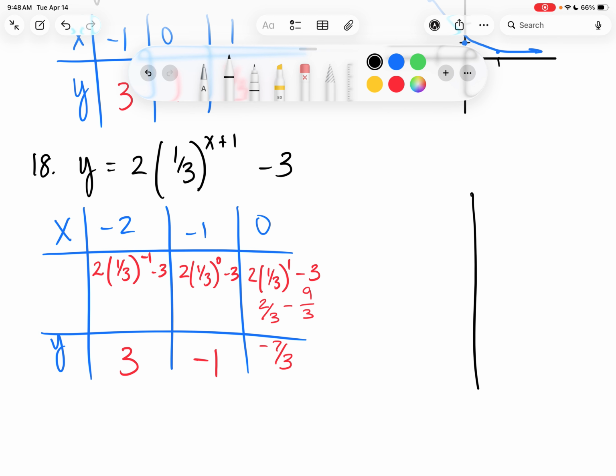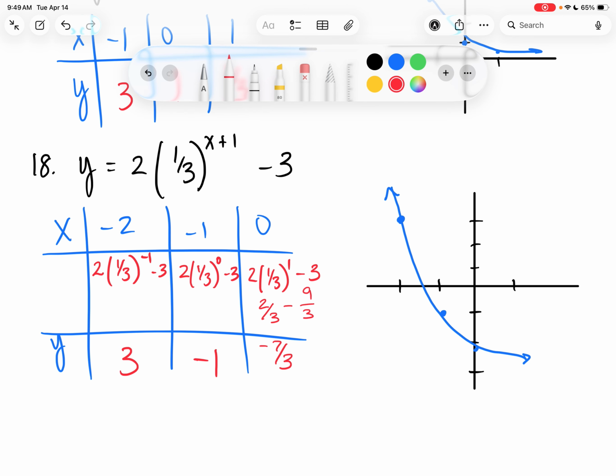All right, so then graphing. So at -2, I have a point at 3. At -1, I'm at -1. And then at 0, I am at -2 1/3. So this one is coming down like this. And again, this went down 3, so that would mean that my asymptote would be down here at -3. So if I kept picking values, I'm going to get closer and closer to -3 down here on the y, but I'm never going to cross it. Questions about these? Feel okay with them? Mostly just plug in numbers and then plot the points.